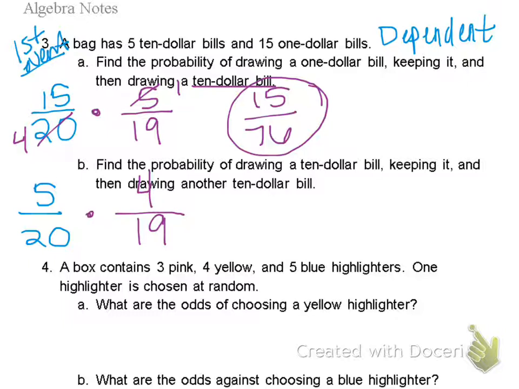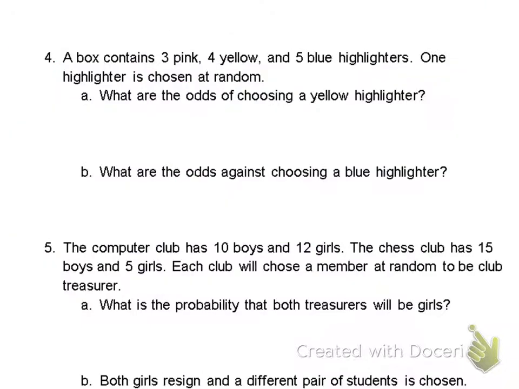So we'll multiply these. You can cross cancel. 4 divided by 4 is 1. 20 divided by 4 is 5. And then 5 over 5 would be 1. So this is equal to 1/19, the probability of that happening. Okay, moving on to the next example.